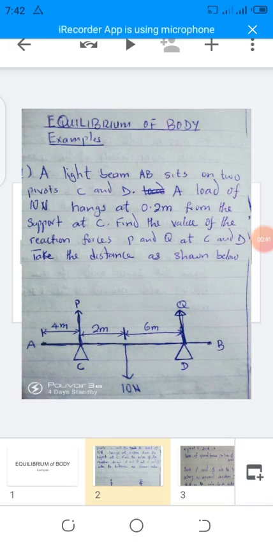A light beam AB sits on two pivots or supports C and D. A load of 10 Newton hangs at 0.2 meters from the support at C. Find the value of the reaction forces P and Q at C and D. Take the distance as shown below.